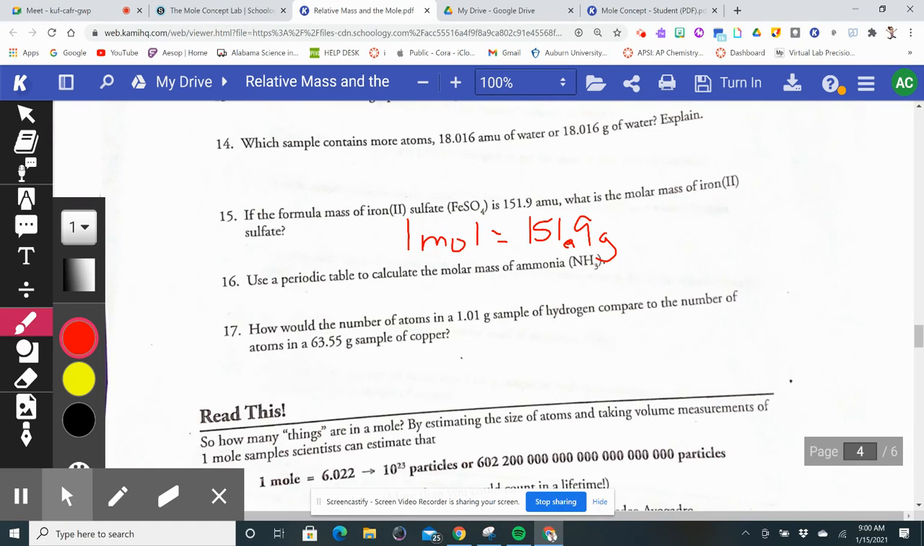Use the periodic table to calculate the molar mass of ammonia. So y'all do that right now. And I'm going to give you just like a minute because it's not that hard. So tell me the molar mass of ammonia. The mass in 1 mole of ammonia.